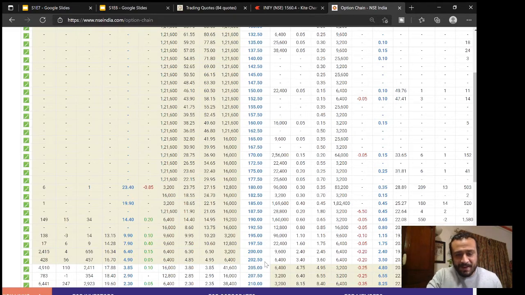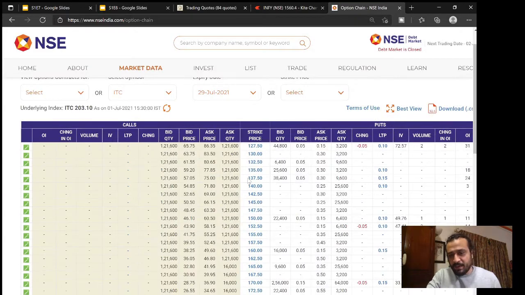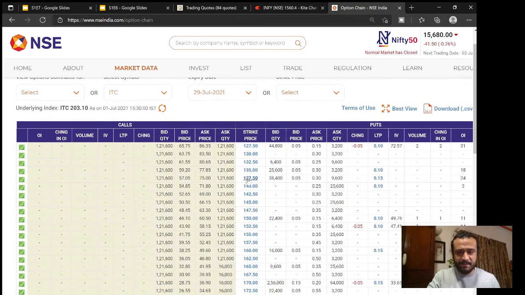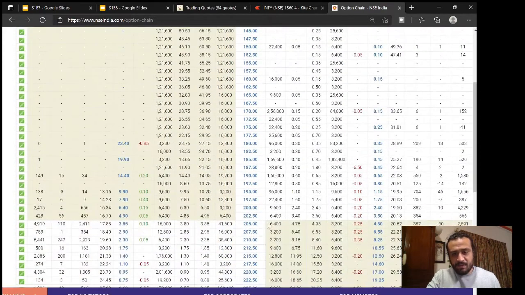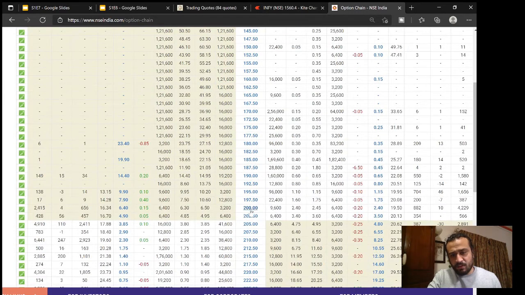We will do a quick revision here on the option chain. You're seeing calls on the left side, puts on the right side. My question to you is: the 200 call option, does it have intrinsic value today? The current share price is 203. It does have intrinsic value. Why? It has 3 rupees of intrinsic value.